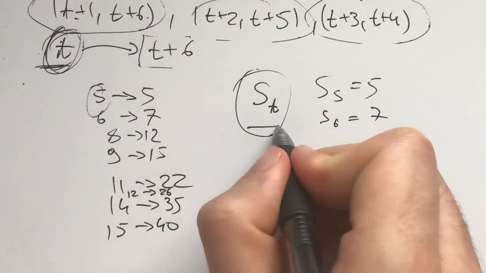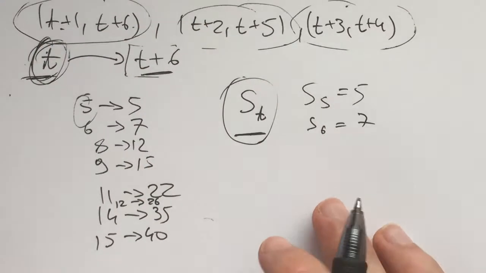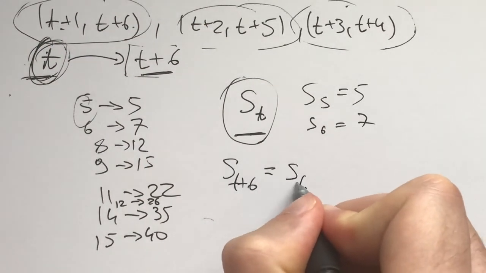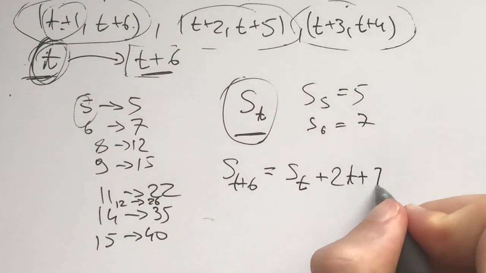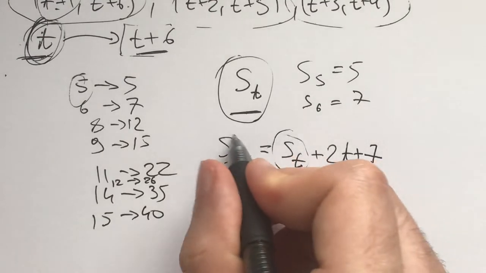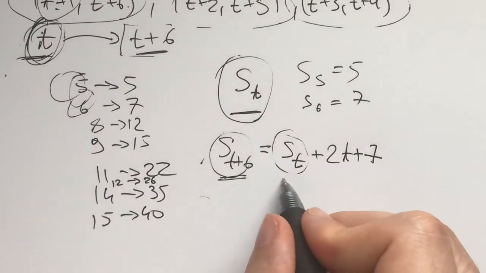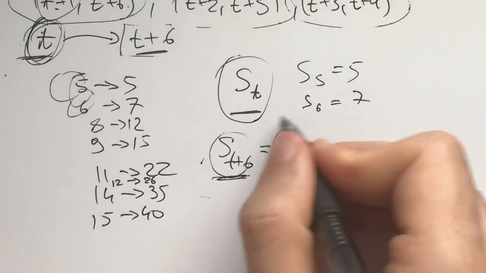Let's call that St. From our recursive definition, it seems that S(t+6) is going to be equal to St plus 2t plus 7. So what does this tell you about the form St takes? And it has some base values. Well, it tells you really that this is a quadratic. It takes a quadratic form.